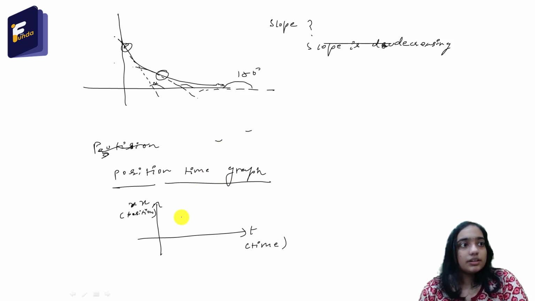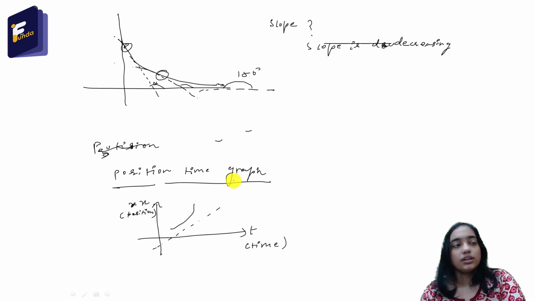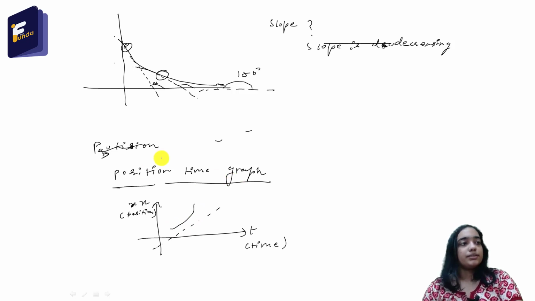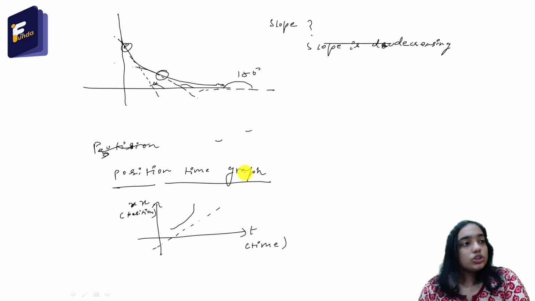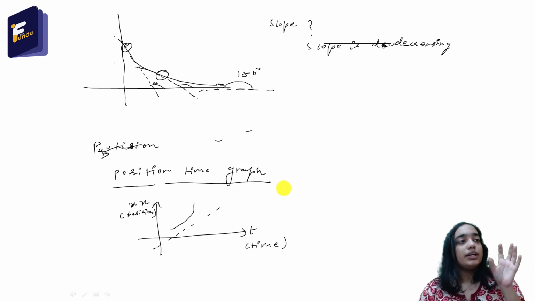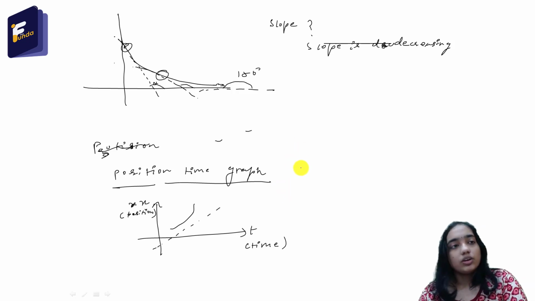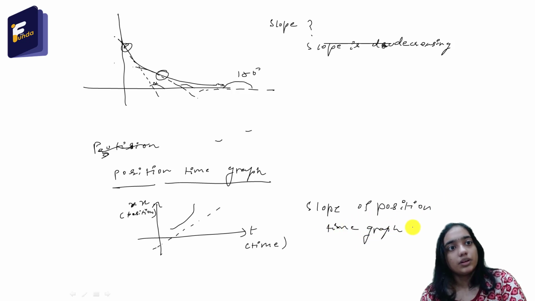So this is how I write the coordinates of a position time graph, and the graph can be anywhere. This is a line, or it can be a curve like this. So this is how I represent a position time graph. So the slope of any curve or line on the position time graph gives the velocity. Okay, the slope of the position time graph gives velocity.